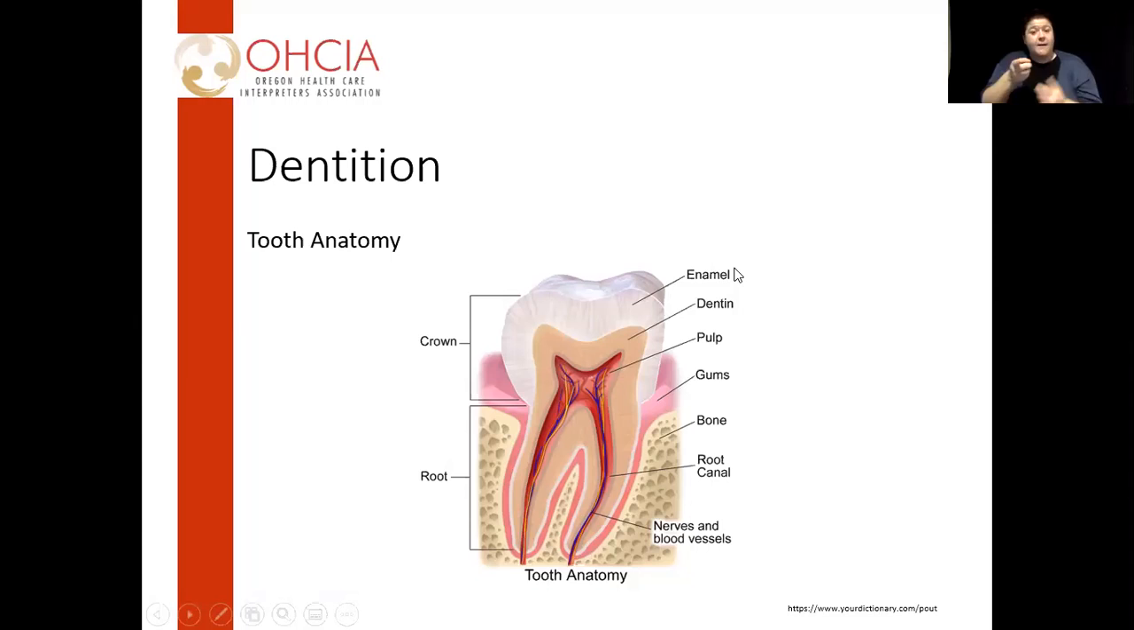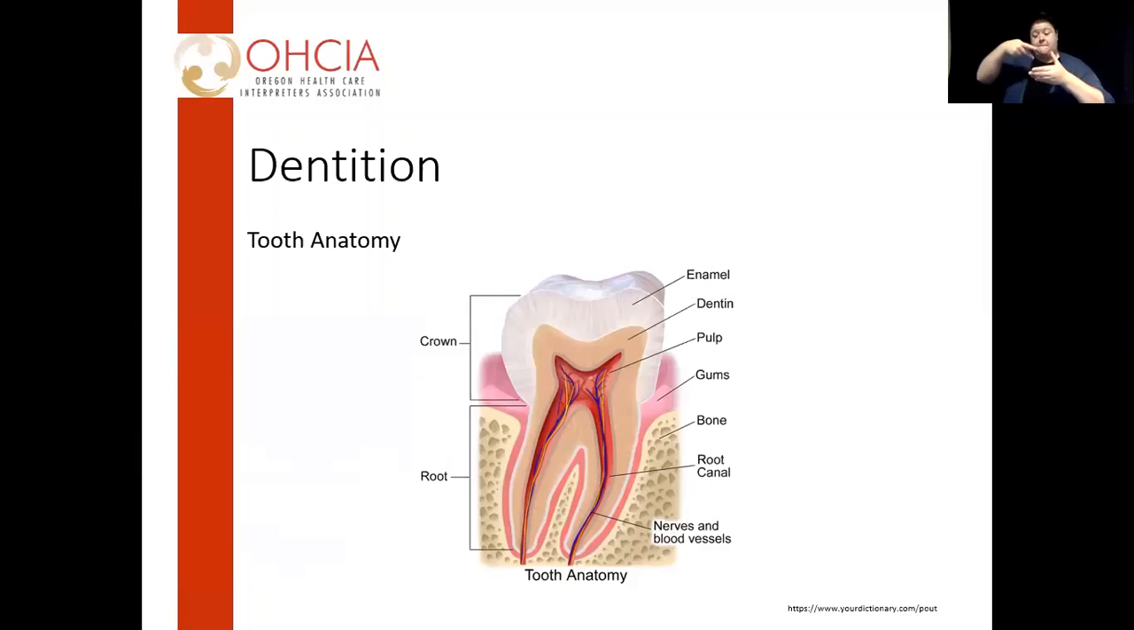The tooth is made up of 2 parts, the crown, which is the area of the tooth above the gum line, and then the root, which is the area of the tooth below the gum line. The outer part of the tooth is the enamel, and that's the hard surface of the tooth. Then inside the tooth is the dentin, and then way inside is the pulp.